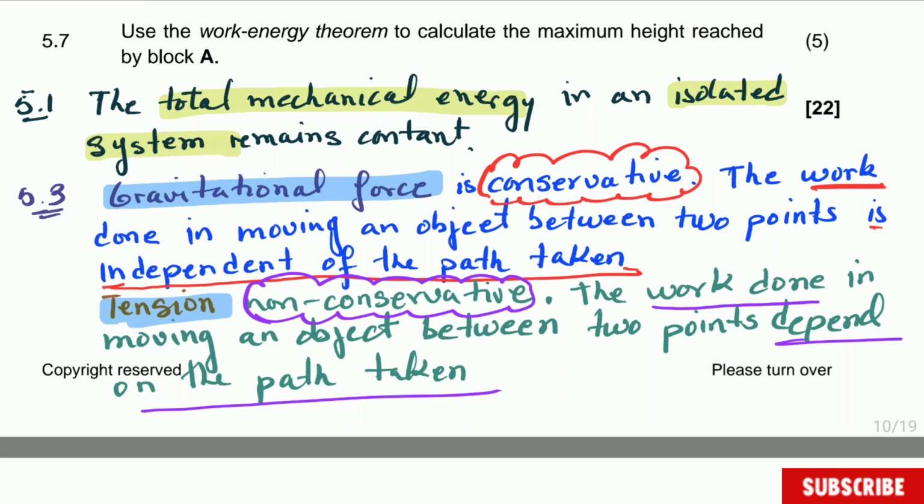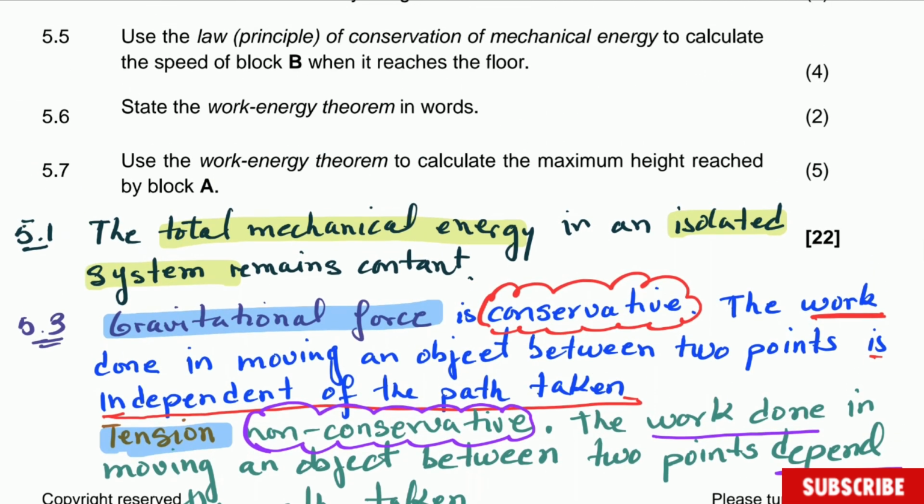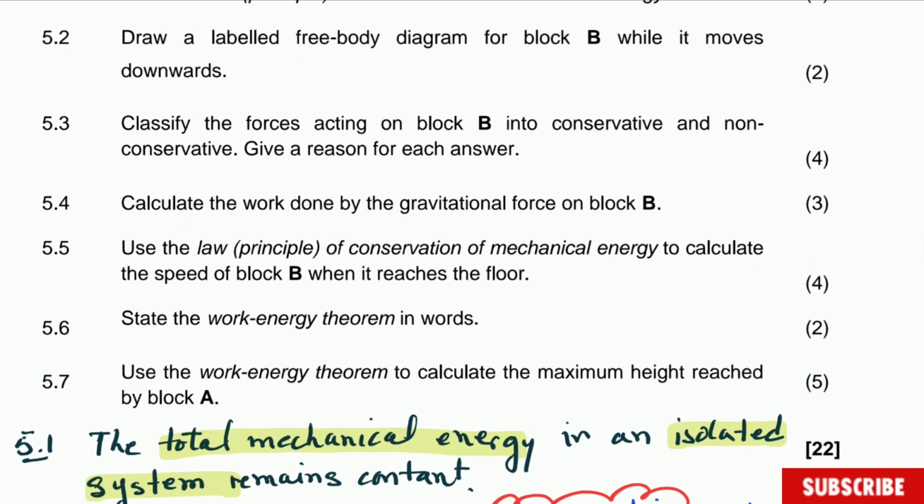So those are the two types of forces we are going to be doing here. Gravitational force, which is a conservative force, and tension, which is non-conservative. Those definitions are quite important. They could be asked in the exam. Question 5.4. Calculate the work done by the gravitational force on block B.